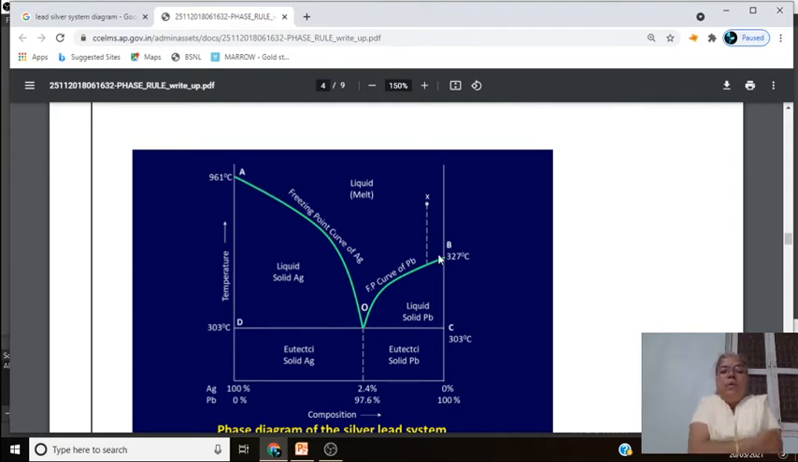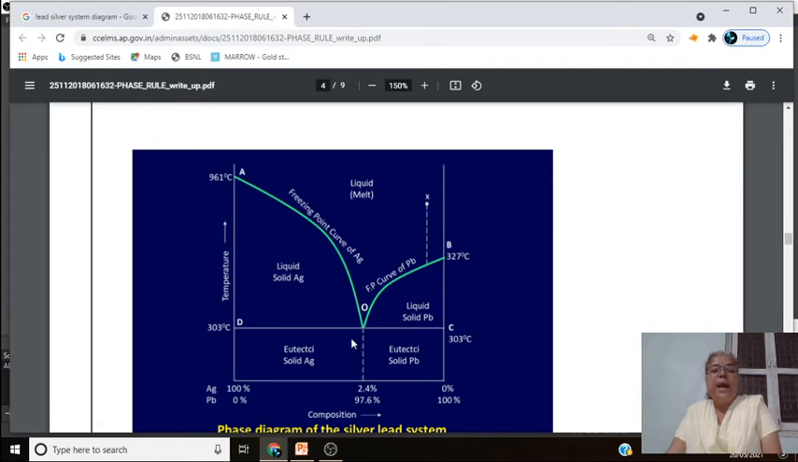Similarly, along the curve BO, two phases are in equilibrium: solid Pb and the molten mass or liquid. Thus, again, by the use of the reduced phase rule, the curve BO is a univariant system. That means if we mention its temperature, the composition automatically gets fixed.